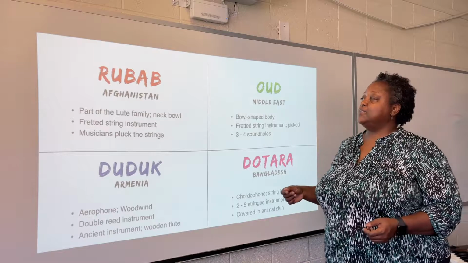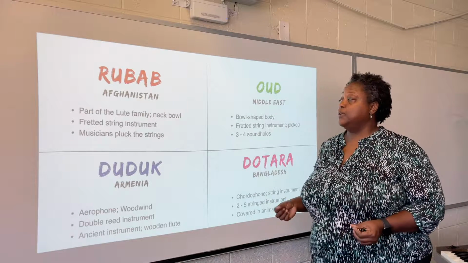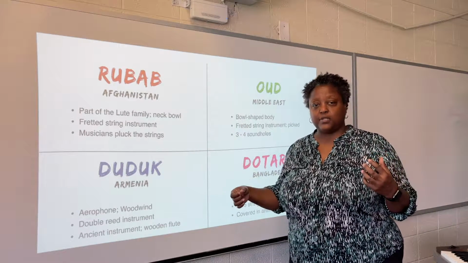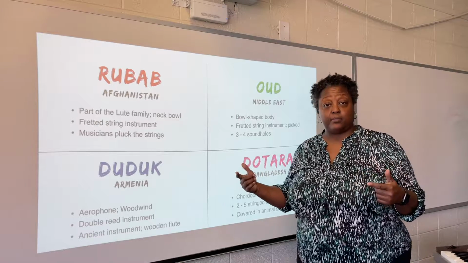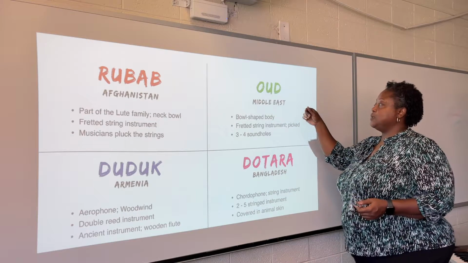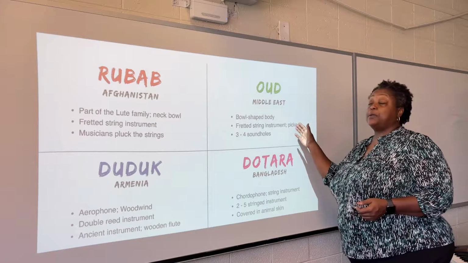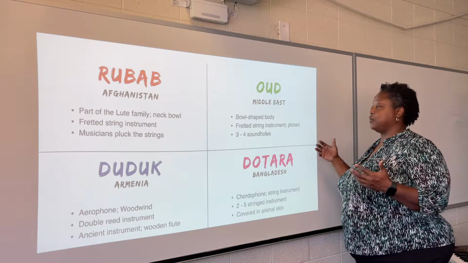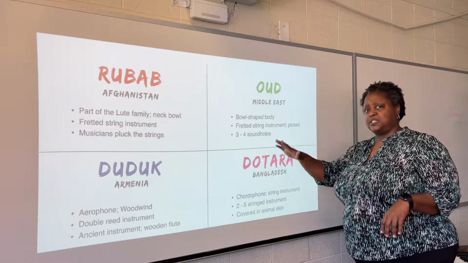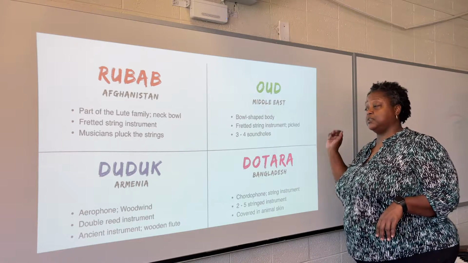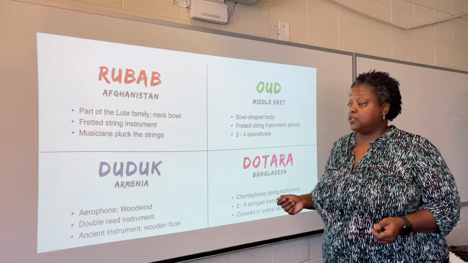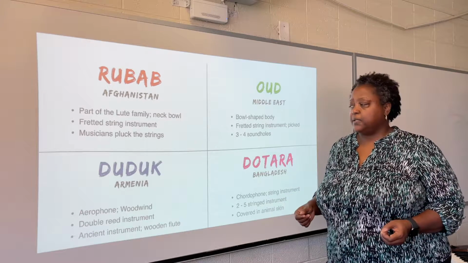The rubab is from Afghanistan. It's part of the lute family. It has a neck, it's a fretted string instrument, and musicians pluck the strings instead of strumming them. So you know from your guitar classes, there's a difference between the two. The oud is a Middle Eastern instrument. It has a bowl-shaped body and is a fretted string instrument that is picked, and it has 3 to 4 sound holes. So we have a lot of fretted instruments, if you notice, as we go to these other countries. Quite a few fretted instruments are very popular. We have them here as well. We just consider them guitars, a part of the guitar family.